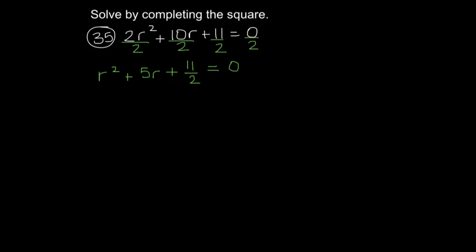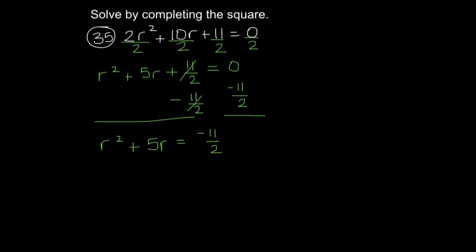I'm also, in addition to making sure that the r squared was by itself, responsible for moving this constant to the other side. To make that happen, I can subtract 11 halves from both sides. My 11 halves cancel, and I'm left with r squared plus 5r equals negative 11 halves.